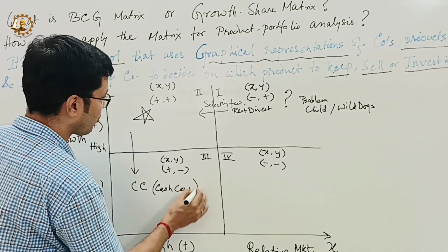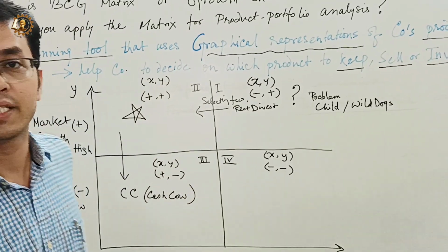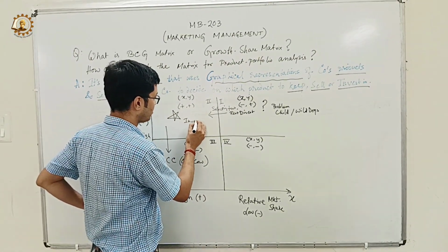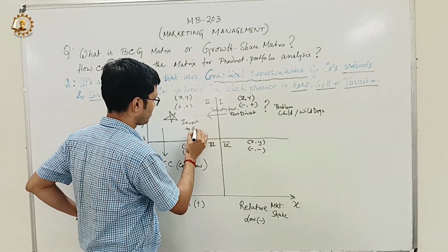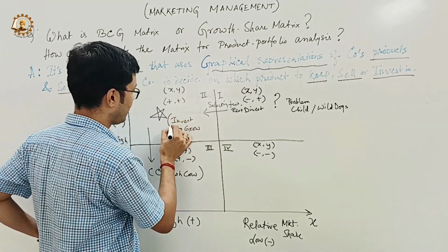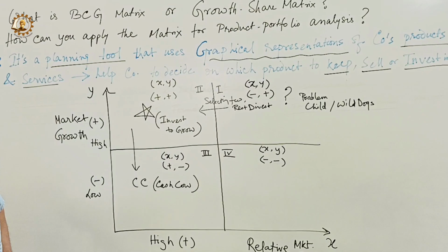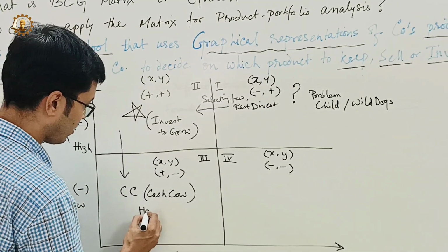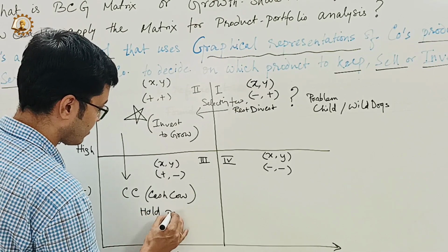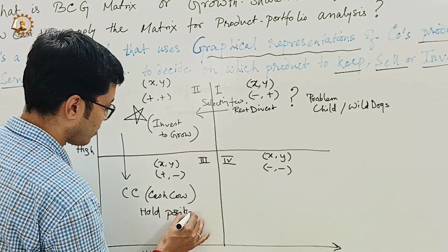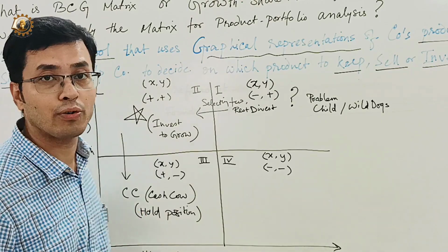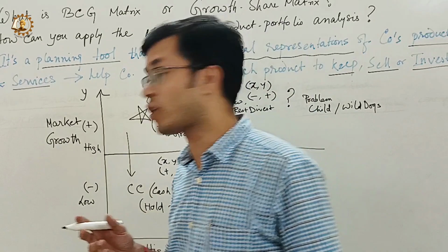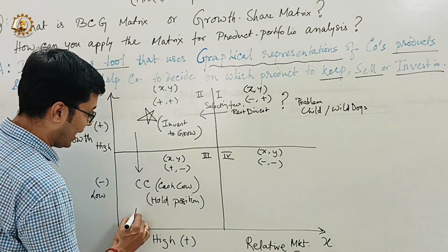Now in this particular star position, your strategy would be invest to grow. And in the cash cow position, your strategy would be to hold position. Ideally, in the cash cow, the company will have a huge market share, but there will be very little return on investment. So we call it milking.